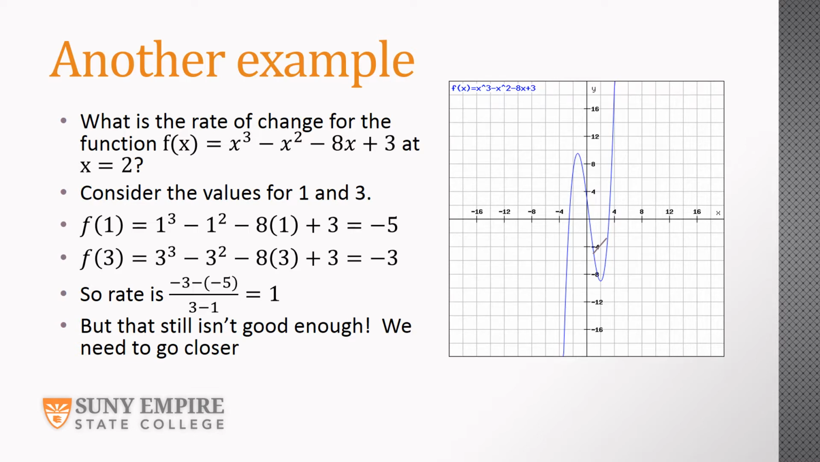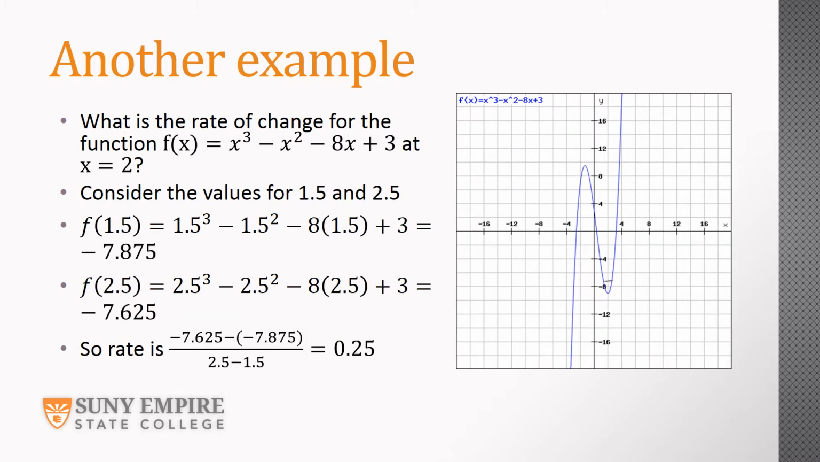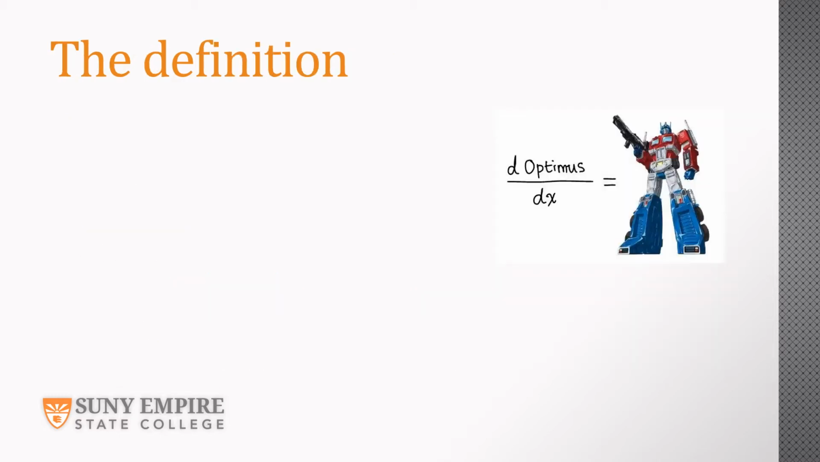This is a better approximation, but can we do any better? What if we try 1.5 and 2.5? We plug in to get our function values of negative 7.875 and negative 7.625 respectively. Using the slope formula, we find an average rate of change of 0.25. To review, we realize that to find the instantaneous rate of change, we need to find the slope of the tangent line at that point.